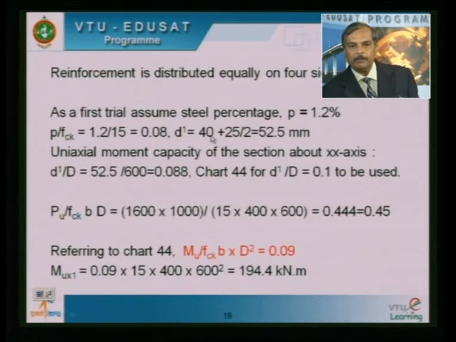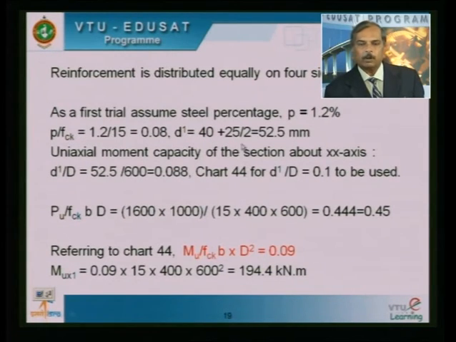But what SP16 defines as the nominal cover is the cover to the face of the main reinforcement. It is not going to consider the ties. So that is why I am taking this 40 as the nominal cover for the main bar, plus I am adding half of the diameter of the bar.